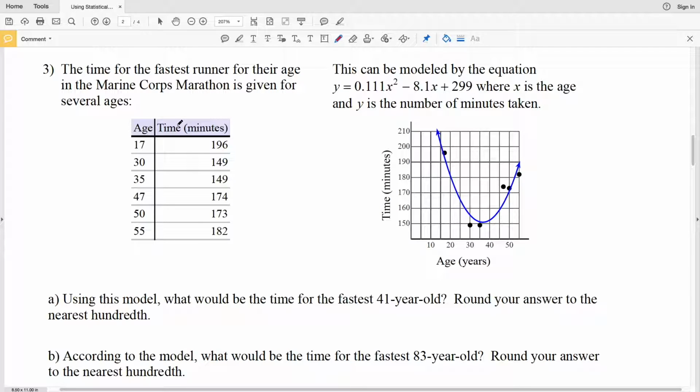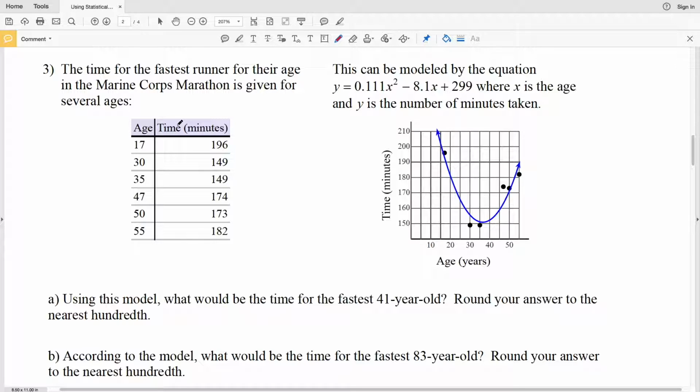In this video, we're going to finish the Using Statistical Models worksheet on the KutaSoftware website under the Infinite Algebra 1 section, picking up on the last page, finishing numbers 3 and 4. Now, what we're doing on this worksheet is we're looking at different models or different data sets and then answering the questions associated with each.